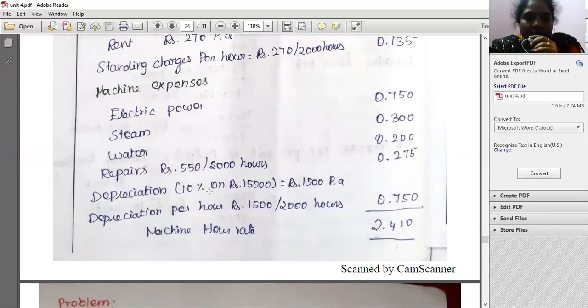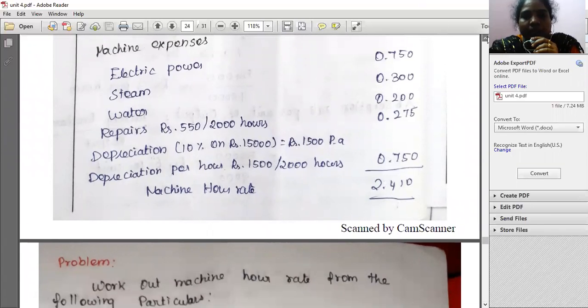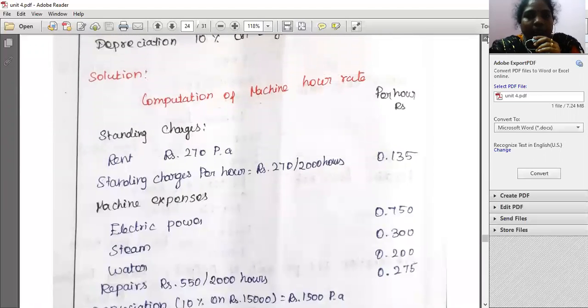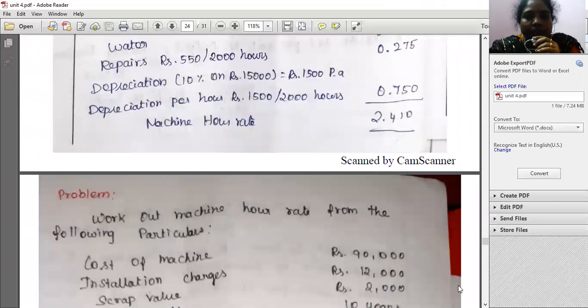And next one, depreciation: 10% on machine value 15,000. 10% of the machine value is 1,500 per annum. It can be converted into an hourly basis: 1,500 divided by 2,000 is 0.750. The total machine hour rate, when added, is 2.410. This is the solution to that problem. It's a simple manner: we have to convert all the data into hourly, and then find out the machine hour rate.